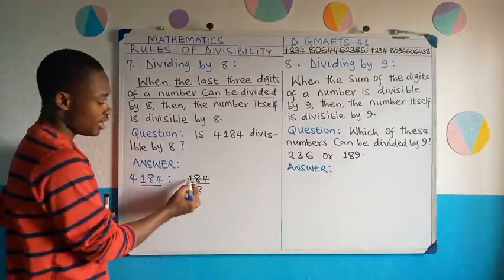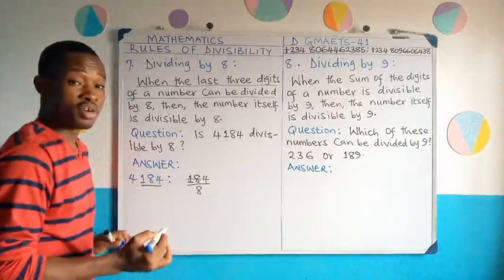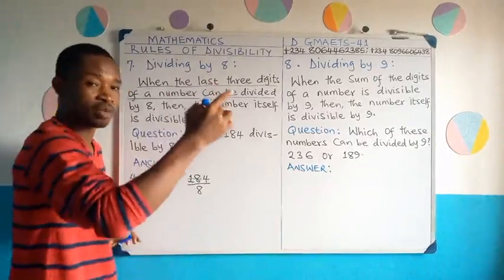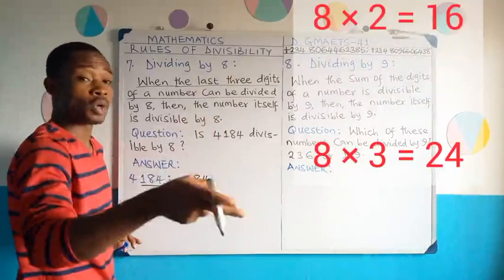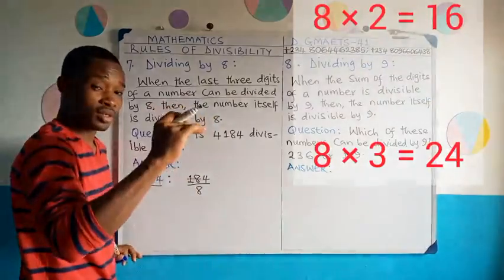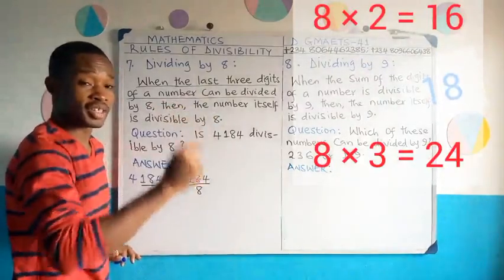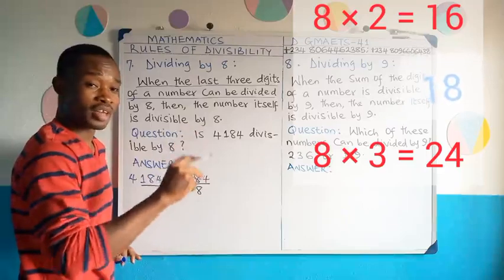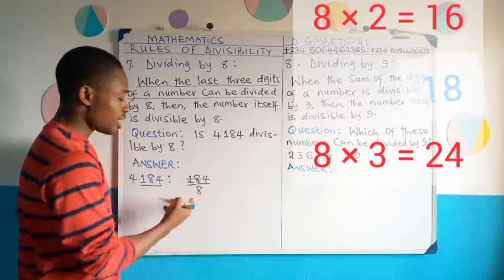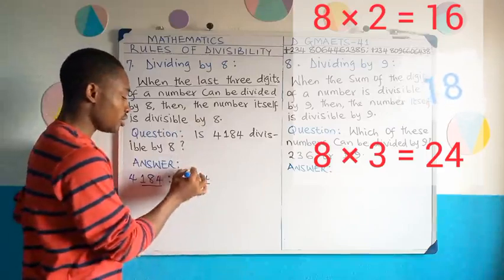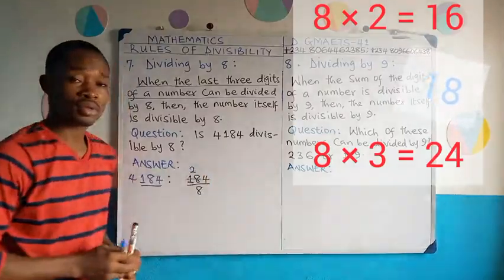How many times can 8 go into 18? You need your multiplication table. So you go to the 8 times table. 8 times 2 will give you 16. 8 times 3 will give you 24. Now 18 is between 16 and 24 in the 8 times table, so you pick the smaller number, which is 16. And remember, 8 times 2 gives you 16. It means that 8 can go into 18 2 times.